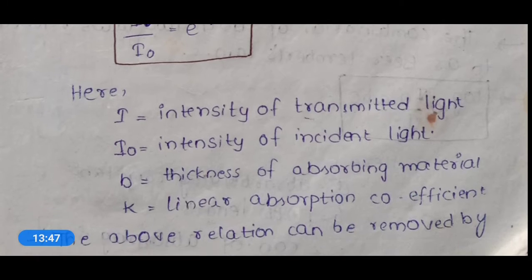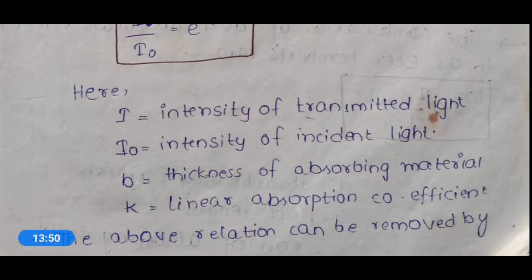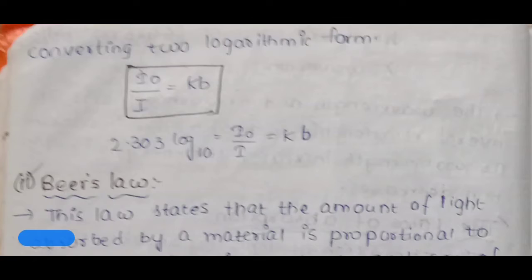And the above relation can be simplified by converting to logarithmic form. So we can convert I by I naught is equal to e to the power of minus kb into logarithmic form. 2.303 log 10 of I naught by I is equal to kb. So finally we will get I naught by I is equal to kb.